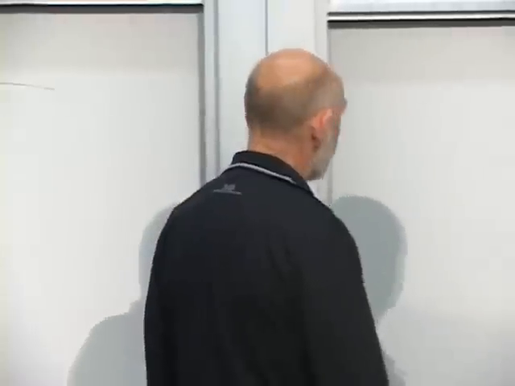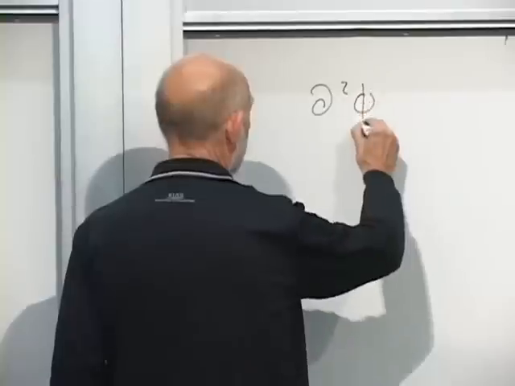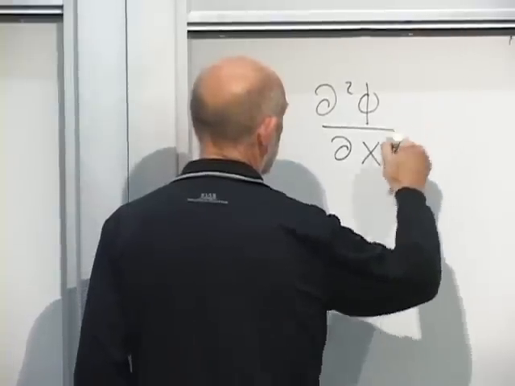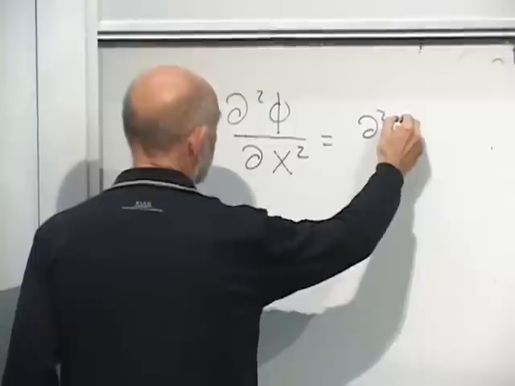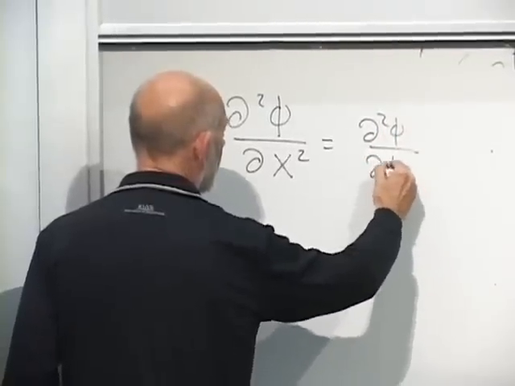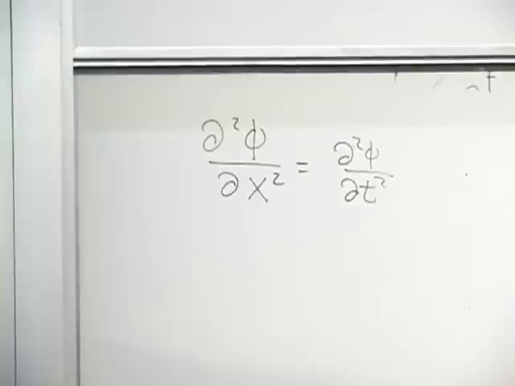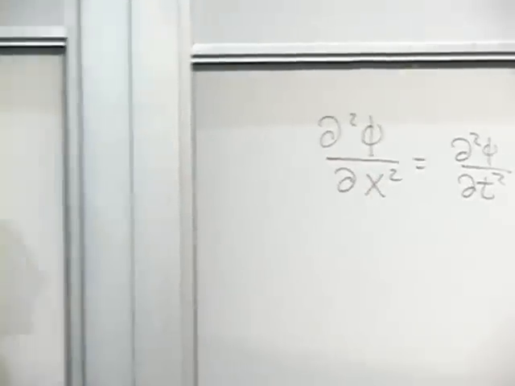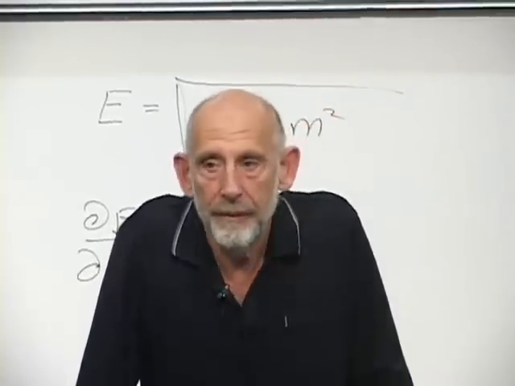Here's a wave equation. That's an ordinary wave equation for phi as a function. Let's read it this way. What kind of wave is that? What does it move with? Speed of what?